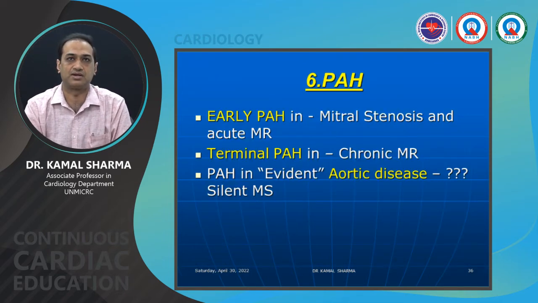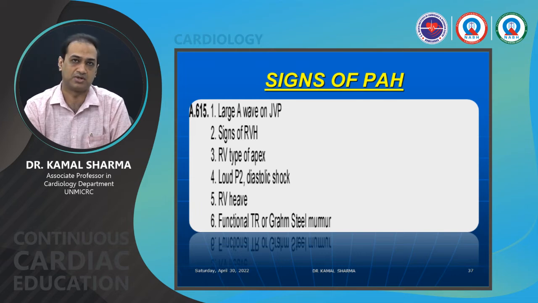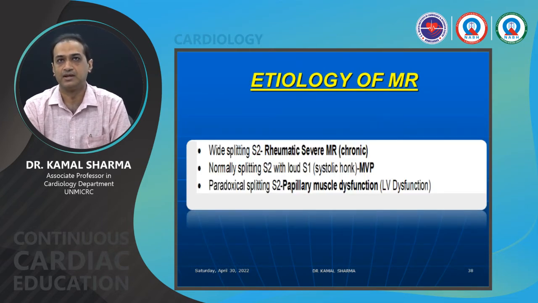PH in mitral stenosis can be early in mitral stenosis with acute MR, while in chronic MR it's usually terminal. In a patient with aortic disease, if you find PH, you're probably missing a silent mitral stenosis. Signs of PAH are therefore a large A wave in the JVP, signs of right ventricular hypertrophy, RV type of apex beat, loud P2, diastolic shock, RV heave, and presence of a Graham Steell murmur or a functional TR murmur.